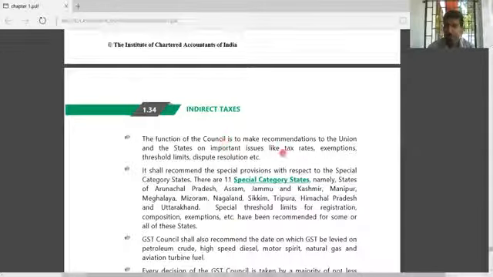Now, why is the GST Council constituted? The function of the GST Council is to make recommendations to the Union and states on important issues like tax rates, exemptions, threshold limits, dispute resolution, etc. So on all matters, all disputes, tax rates, exemptions, extensions, everything, this GST Council will be making the recommendations or decisions.